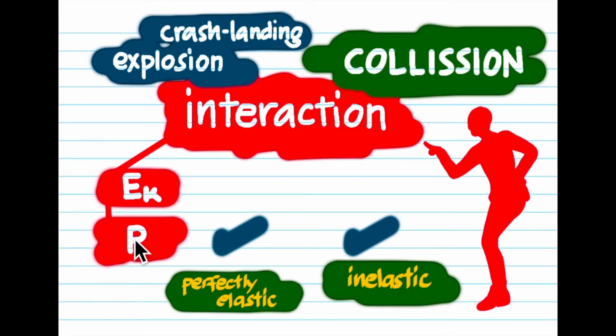If the kinetic energy is also conserved, meaning the combined kinetic energy of objects before collision is equal to the total kinetic energy after, then we say that the collision is perfectly elastic or elastic collision. Otherwise, when part of the total kinetic energy is lost or converted to other forms, meaning the kinetic energy is not conserved, we have inelastic collision. So that's it about the two types of collision. But we are not done yet.